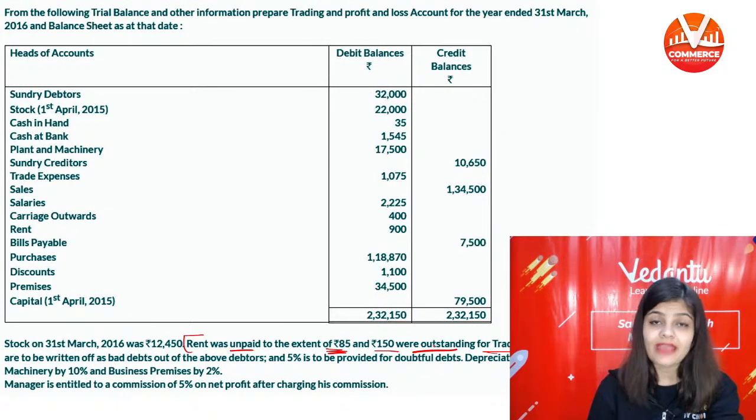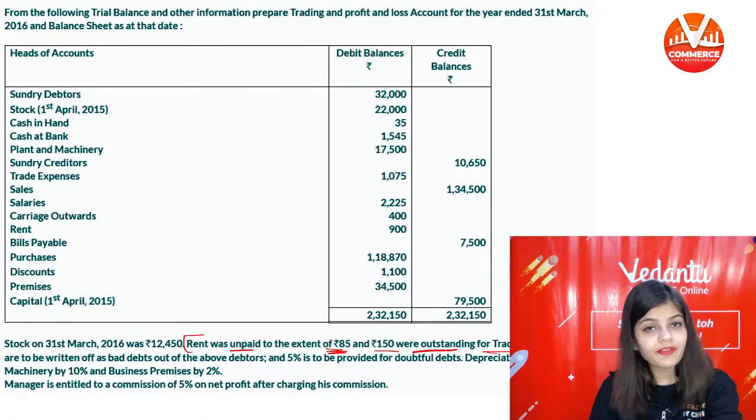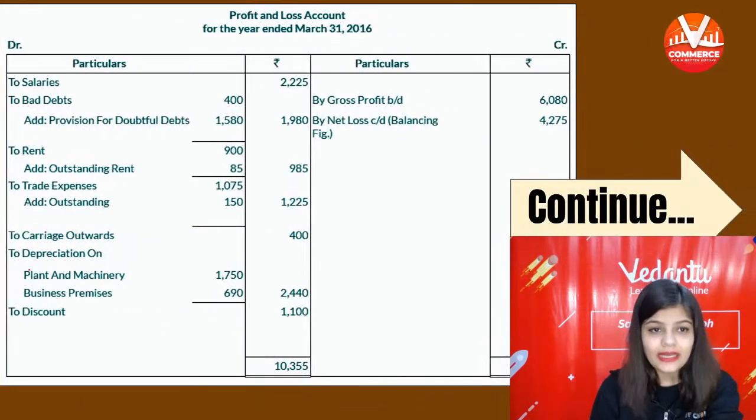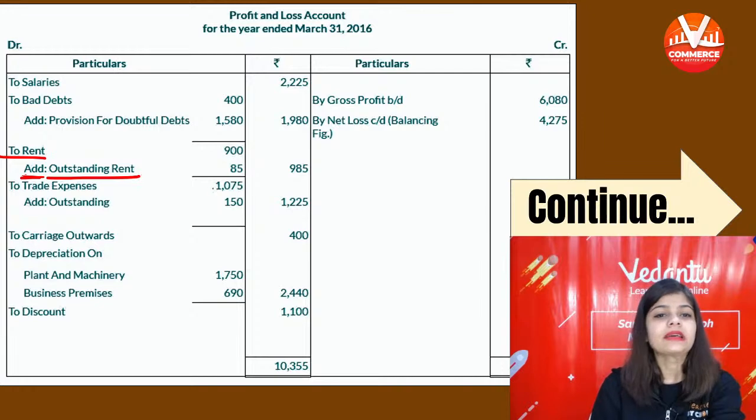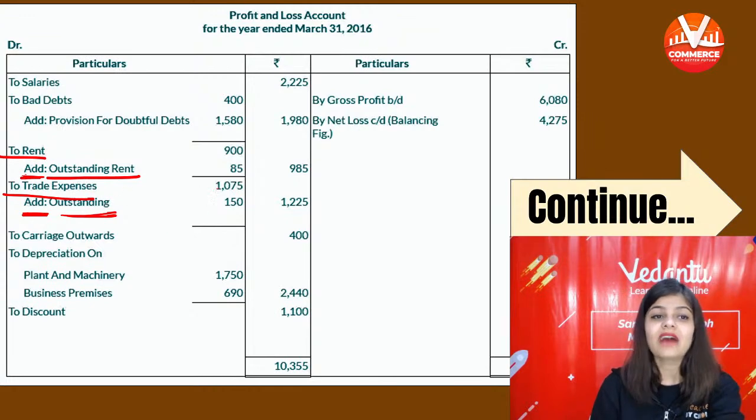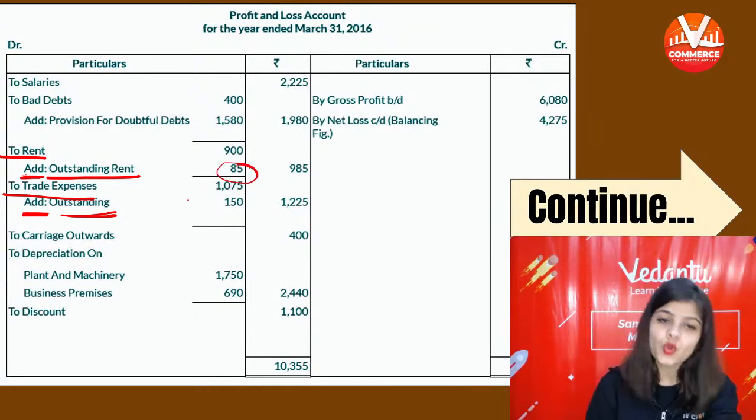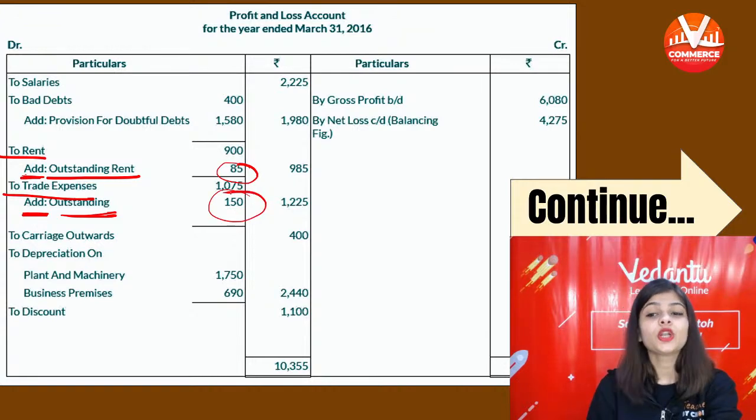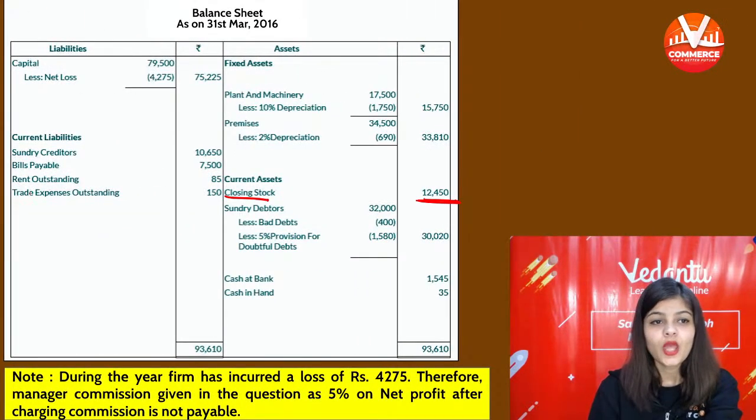So rent 85 is outstanding, trade expenses 150 are outstanding. Add to rent and add to trade expenses. We have added the outstanding rent to rent, outstanding trade expenses to trade expenses. And these will be recorded also in the balance sheet on the liability side. Outstanding expenses are liability. So rent outstanding 85, trade expenses outstanding 150.